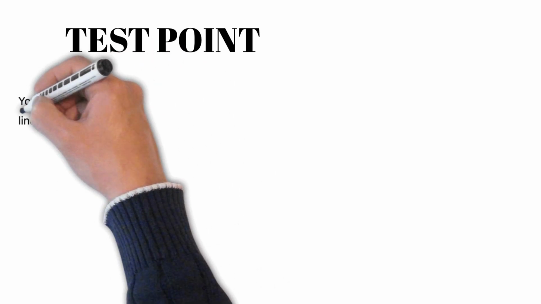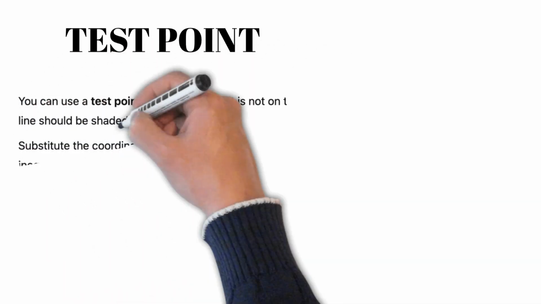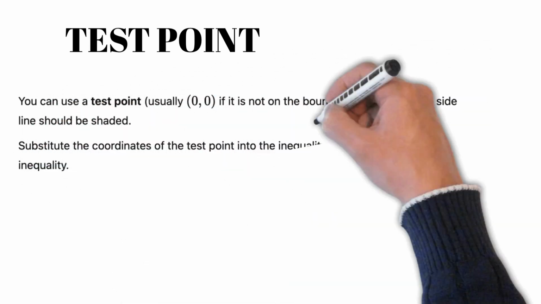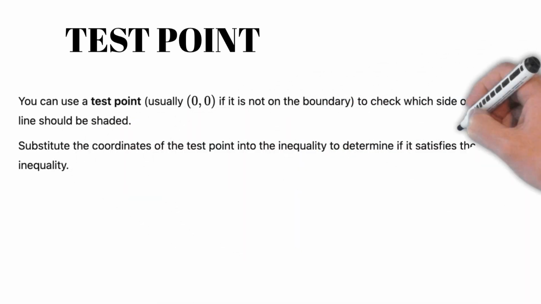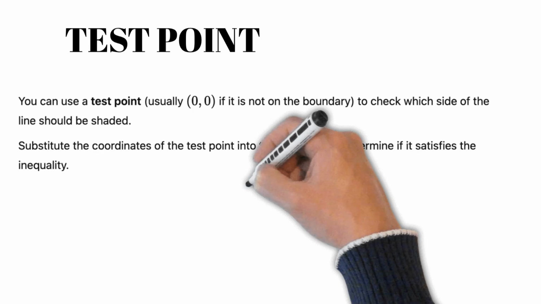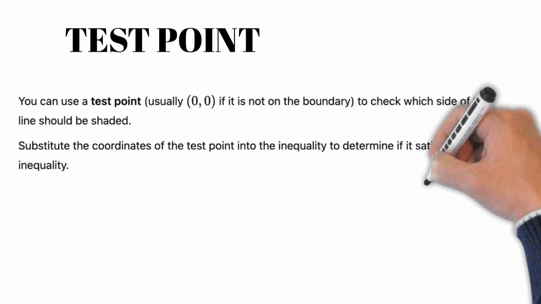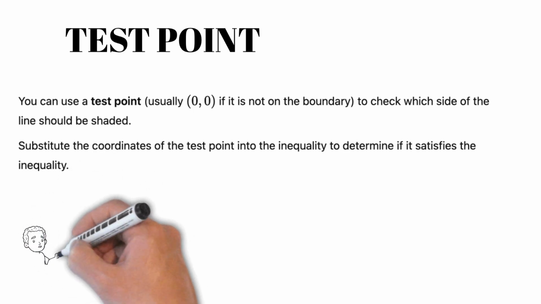Test point. You can use a test point, usually 0, 0, if it is not on the boundary line, to check which region should be shaded. You substitute the coordinates of the test point into the inequality to determine if it satisfies the inequality. An example is shown here to understand how to test to see where the shading will be, using the point 0, 0.